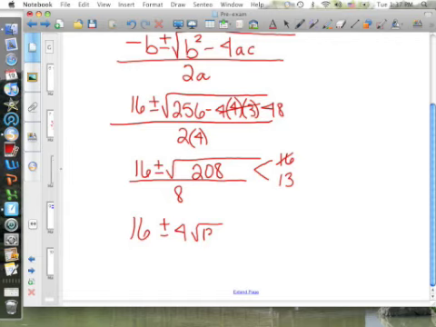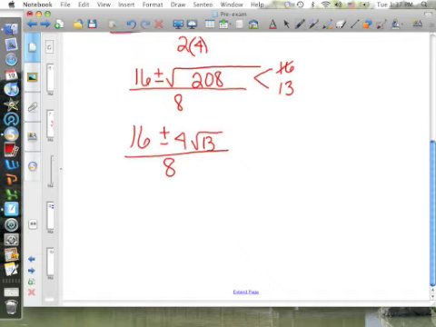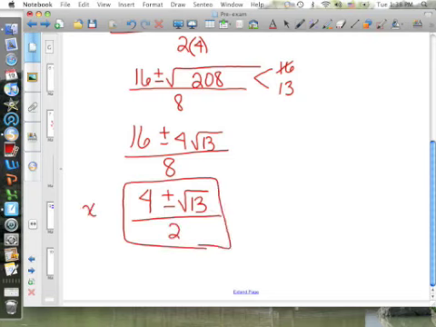You're left with 13. And because all three of these whole numbers can all be reduced by 4, we're going to reduce them by 4. And so we get 4 plus or minus the square root of 13 all over 2.